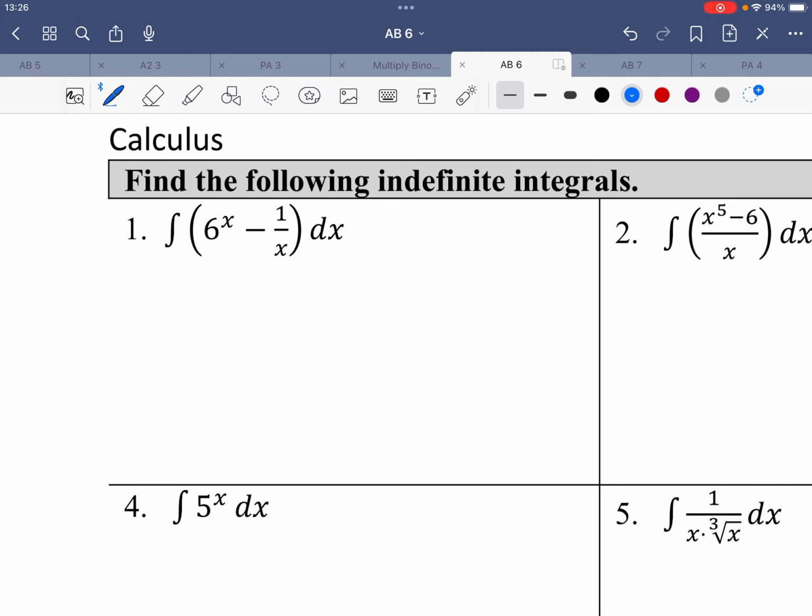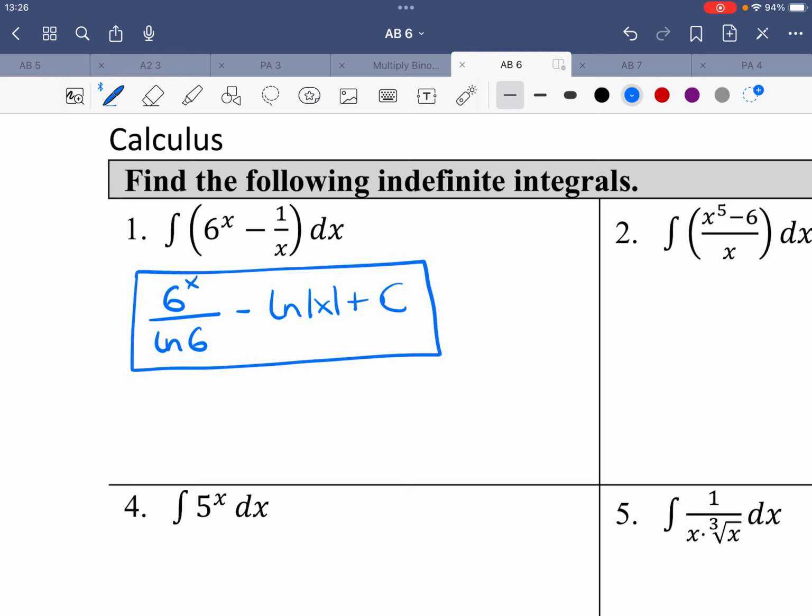The integral of the sum is the sum of the integrals, so we start with the first term. This is going to be the exponential, so it's going to be what it is, divided by the natural logarithm of the base. Minus, and the second one is going to be 1 over x, so that's the natural logarithm of the absolute value of x. And plus c every time we're doing indefinite integral, an integral without limits.